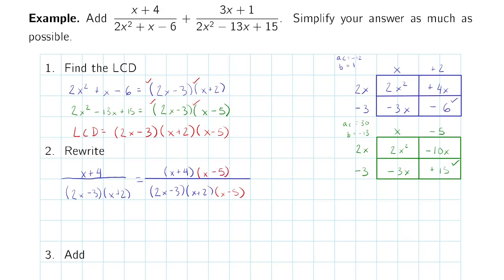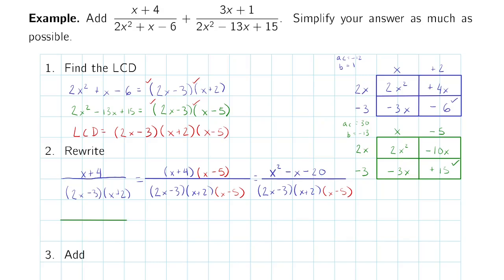So multiplying out the numerator, because I'm going to have to do addition to it, I'll have x times x is x squared. X times negative 5 plus x times positive 4 is going to be a negative x. 4 times negative 5 is negative 20. So that's my first fraction rewritten.